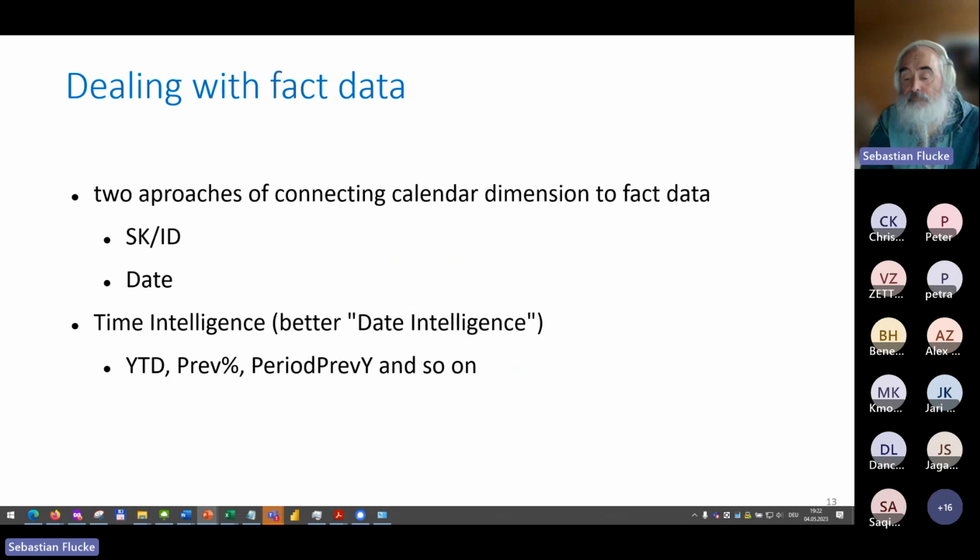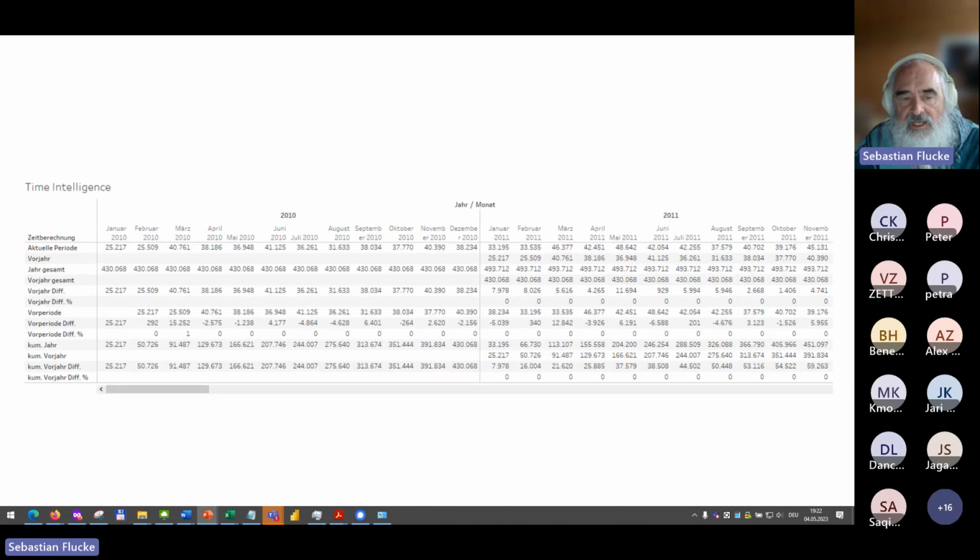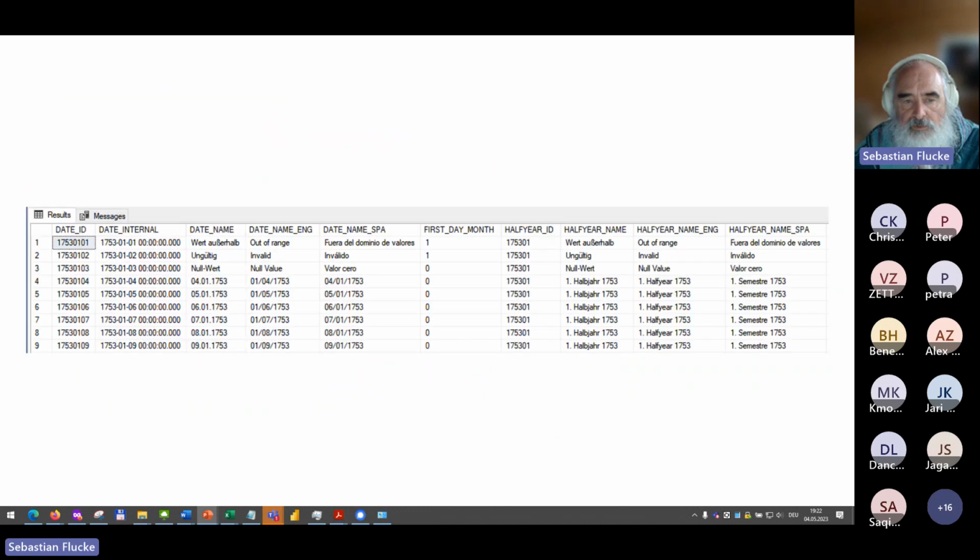Dealing with fact data. The reason to have a date dimension is to use it to connect the date dimension to the real business data. Right now, there are two approaches of connecting the calendar dimension to fact data. One approach is to use a kind of surrogate key ID. That's what we can see here.